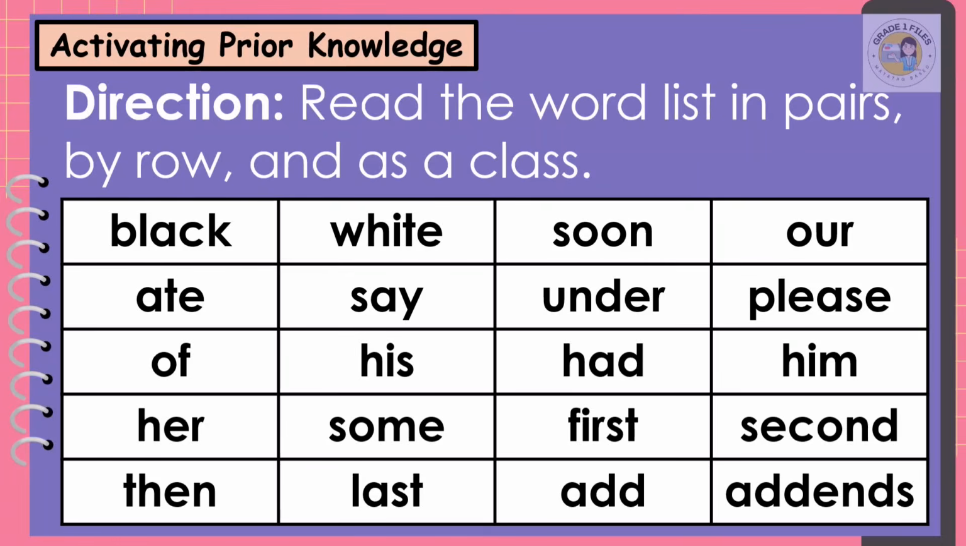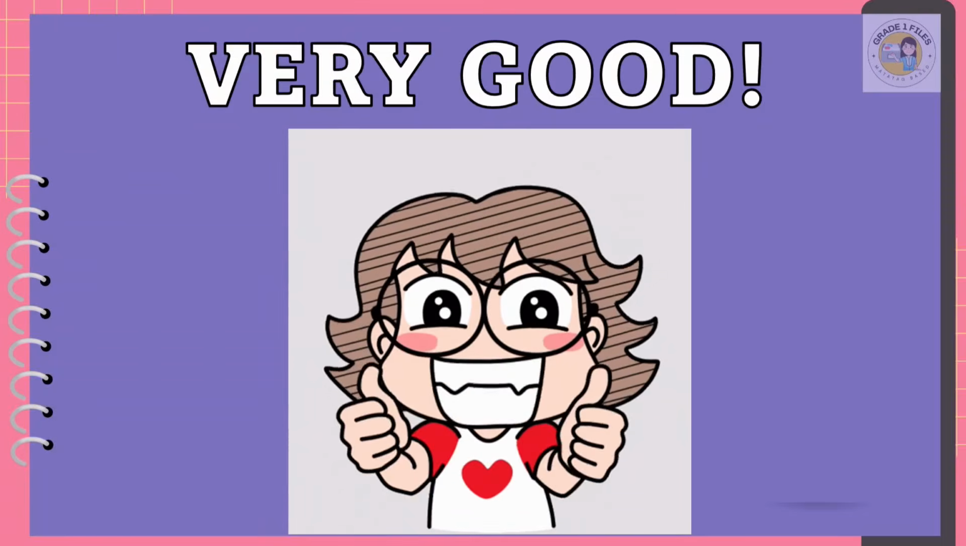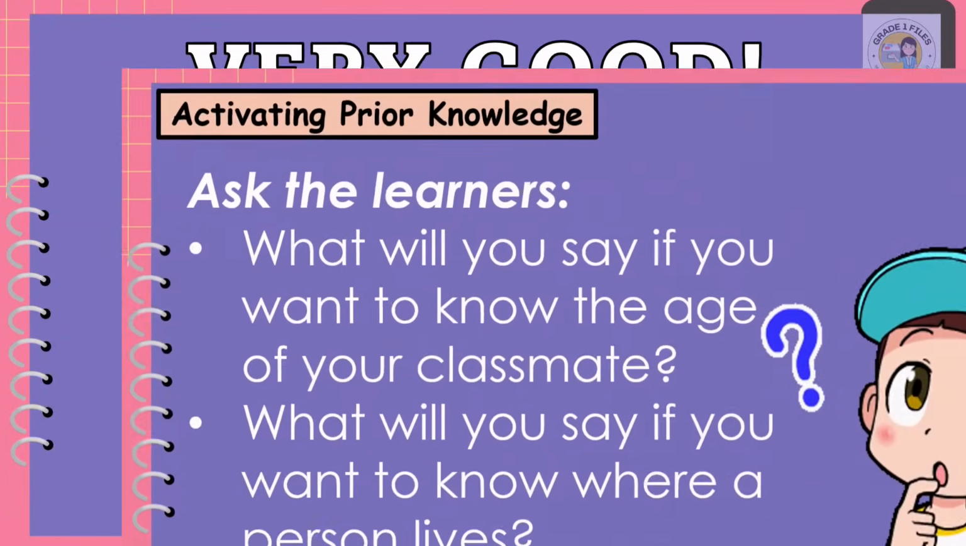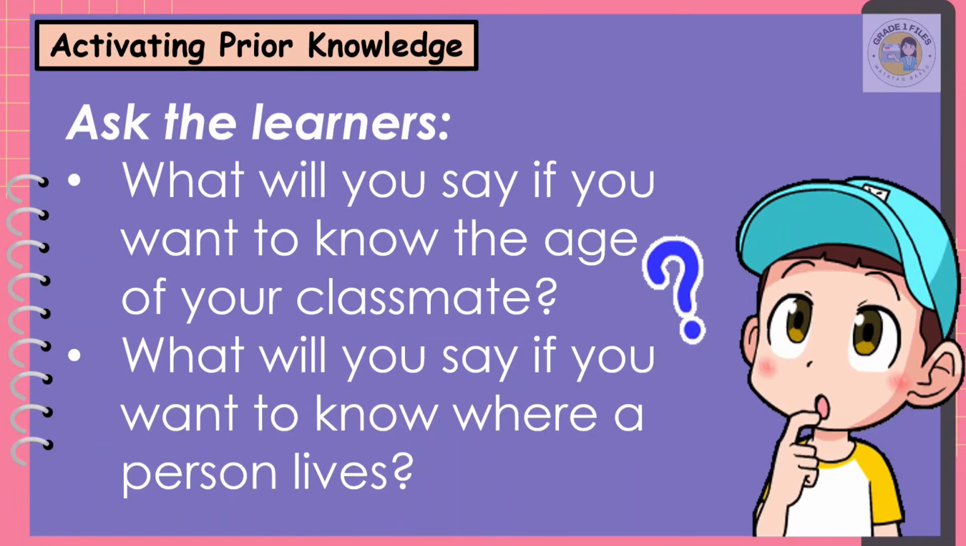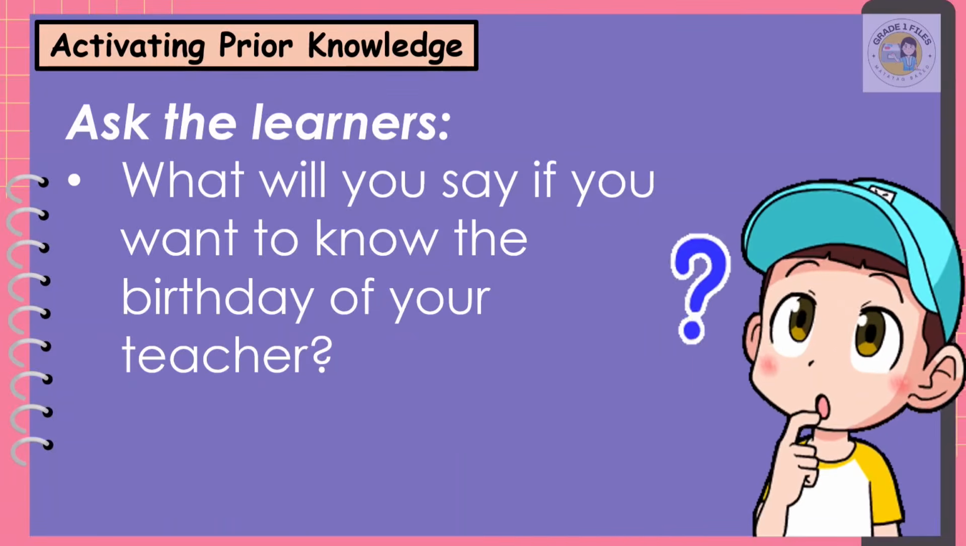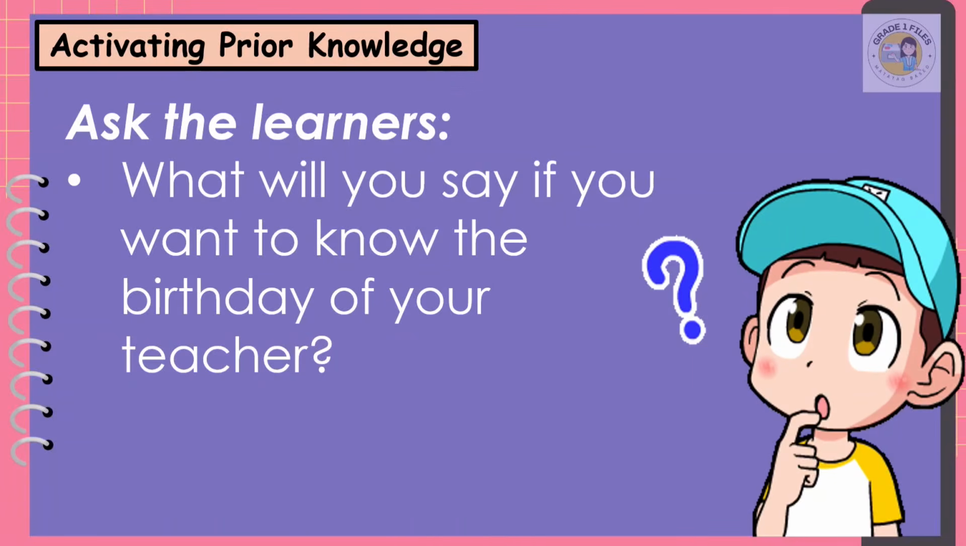Read the word list in pairs, by rows, and as a class. Students, what will you say if you want to know the age of your classmate? What will you say if you want to know where a person lives? What will you say if you want to know the birthday of your teacher?